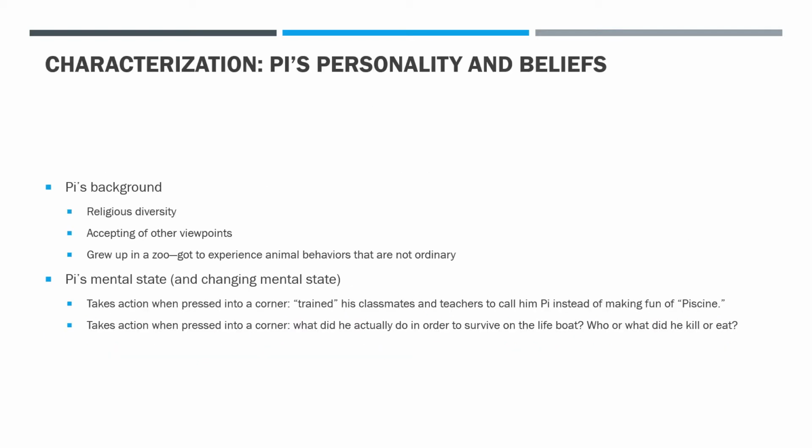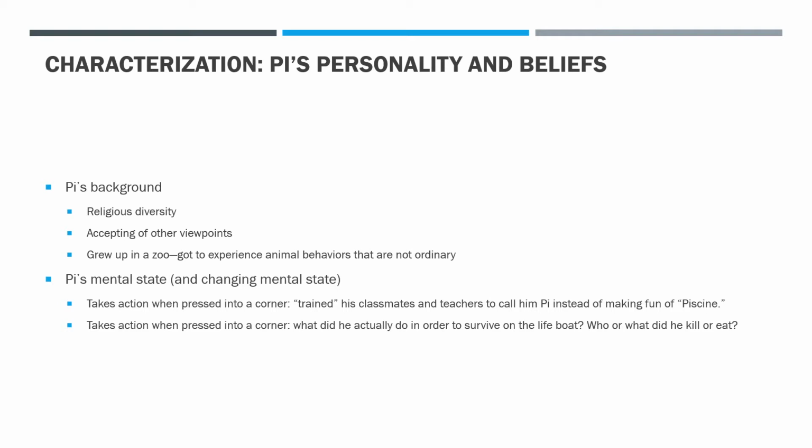All right, so we also have to look at characterization. This whole story is told basically through Pi's perspective, and we get Pi's own words, and we also get the observations of this supposedly neutral fictional author who's writing about Pi's story. So his background, obviously, he has a lot of religious diversity. Hinduism is his home religion, and he keeps talking about how he does understand the world through Hinduism, but then every time he encounters another viewpoint, he's accepting of that and he wants to understand it.